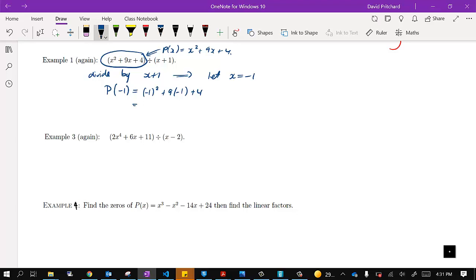Now what comes out of here will be a remainder for when we were dividing by that x plus 1. So we've got 1 take 9 plus 4. So we end up with -4. So our remainder is -4.